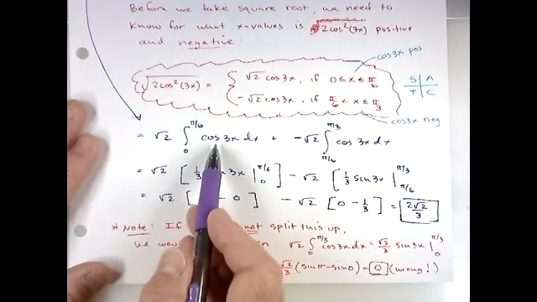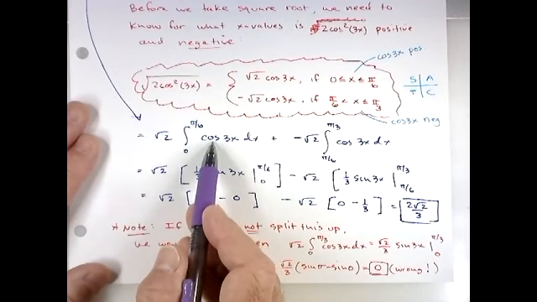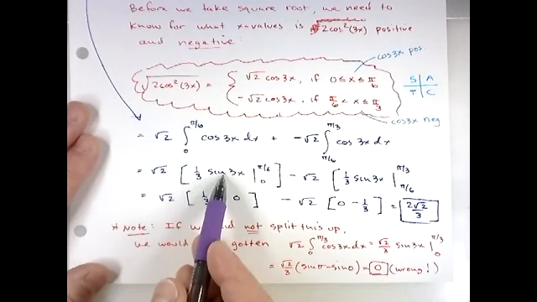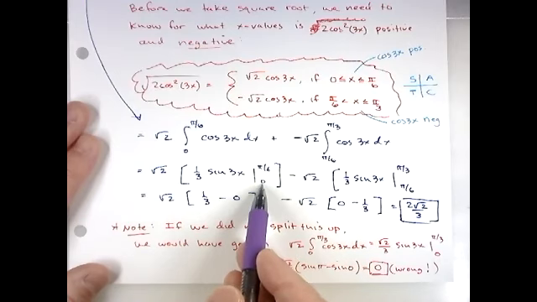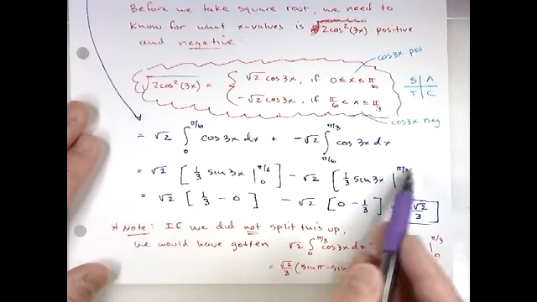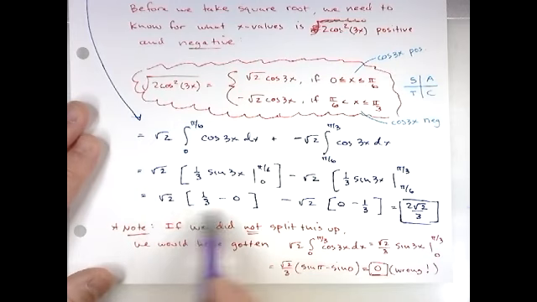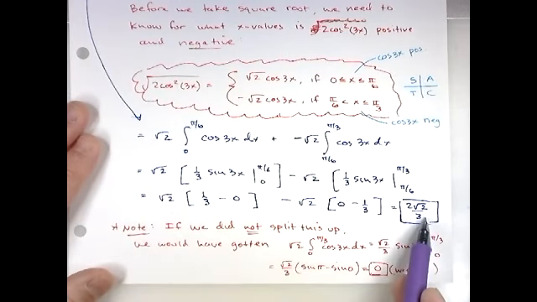Then the rest of it is I can finish this off. Antiderivative of cosine of 3x is 1/3 sine of 3x, from 0 to pi over 6, and the same thing here, from pi over 6 to pi over 3. Work through the math. I get my final answer of 2 root 2 over 3.